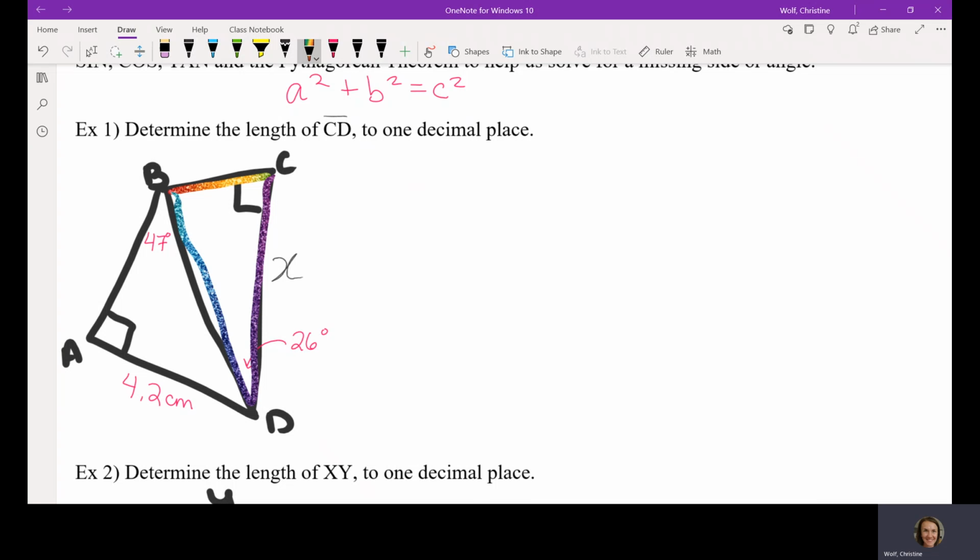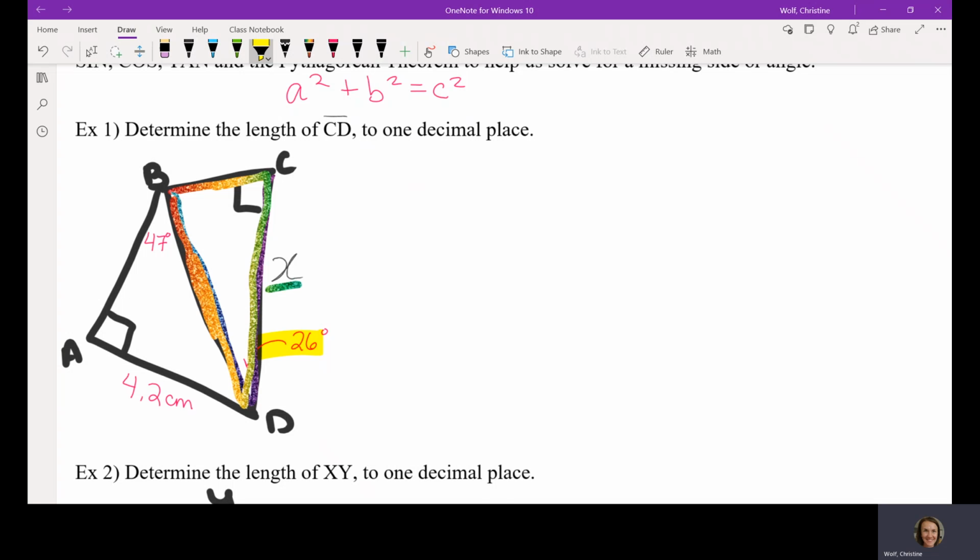We always have to know a minimum of two things to be able to find something. So what I mean by that is in this triangle here, I want to find X, but the only thing I know in this triangle is that that angle is 26. I only know one thing. That's not enough. You have to know at least two things to be able to find something else. So we cannot find X right now because we don't know enough in that triangle that I've outlined. We only know the 26.